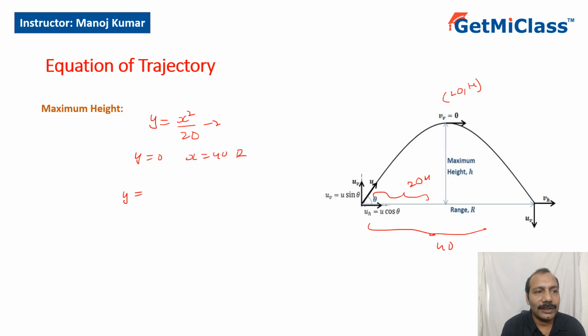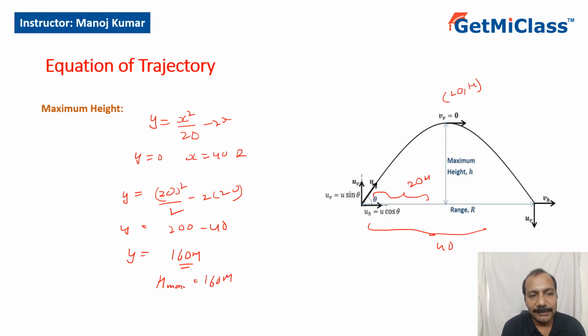So y equal to 20 square by 20 minus 2 into 20. So y equal to how much? 20 square by 2 is 400 by 2, which is 200, minus 40. So from this we got y equal to 200 minus 40, that is 160 meters. So maximum height in this particular case would be equal to how much? 160 meters. So in this way, without actually remembering the equation of trajectory, I can find what is maximum height or what is range.